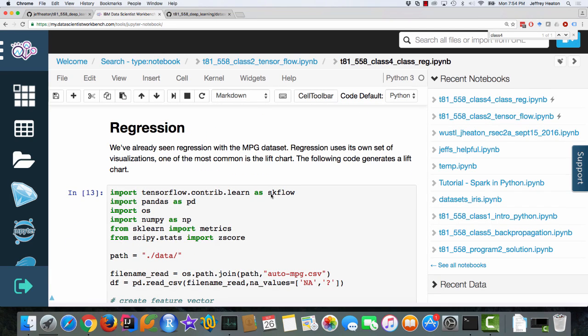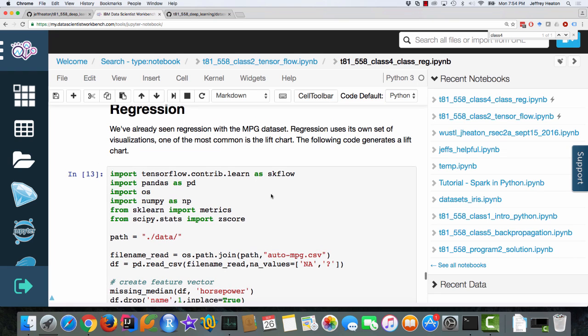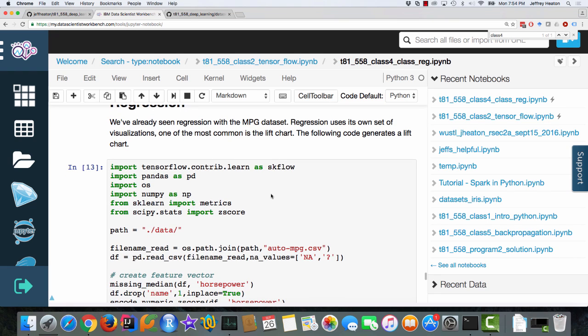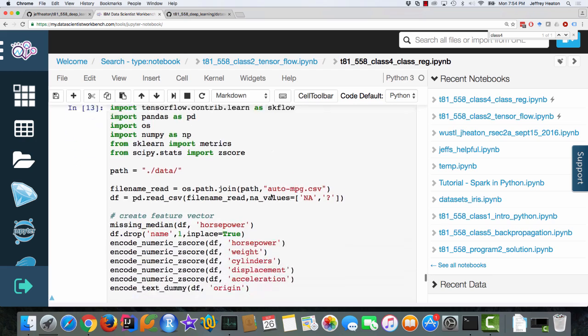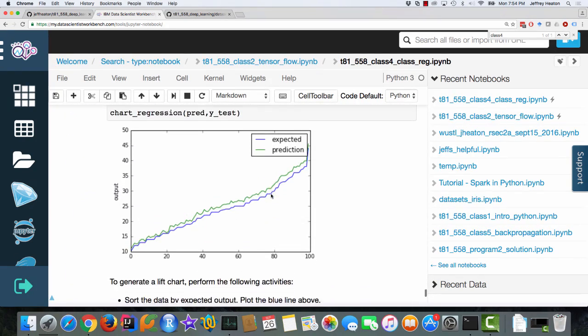All right, regression. This is the last one that I'm going to show you. This is a lift chart. We use these all the time. And it's for regression only. This one can be a little strange to interpret.